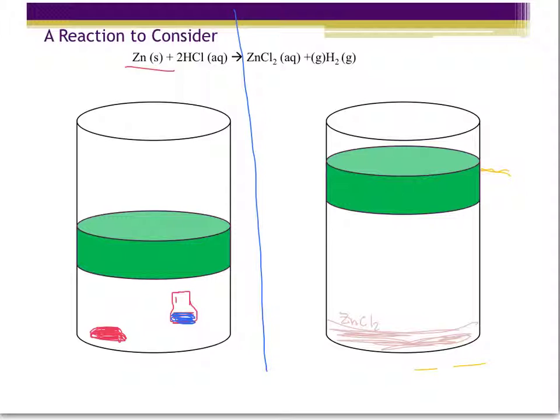Alright, so now I'm going to let this reaction occur. We're going to turn the Erlenmeyer upside down and pour out the hydrochloric acid, and we're going to notice what happens as that reaction proceeds. We're going to form zinc chloride down here, aqueous, which means zinc chloride in a solution of water. But as we do that, we're also going to form H2 gas.